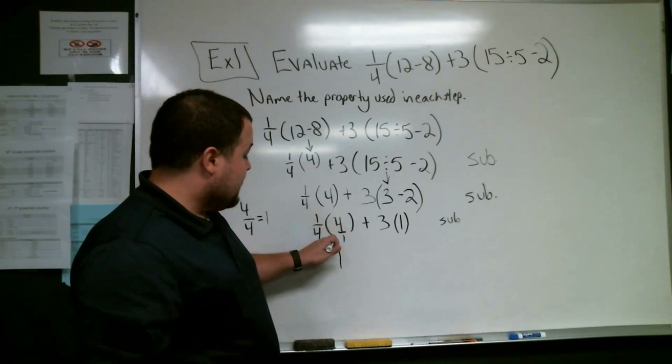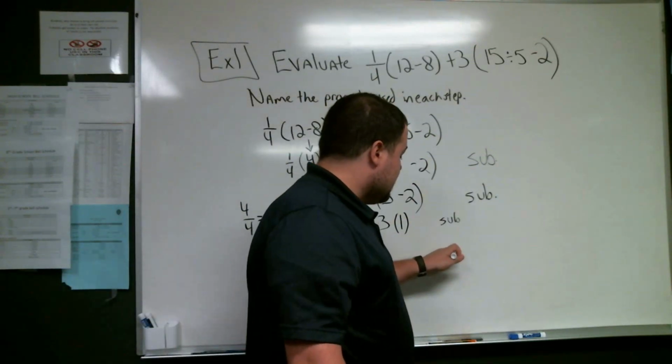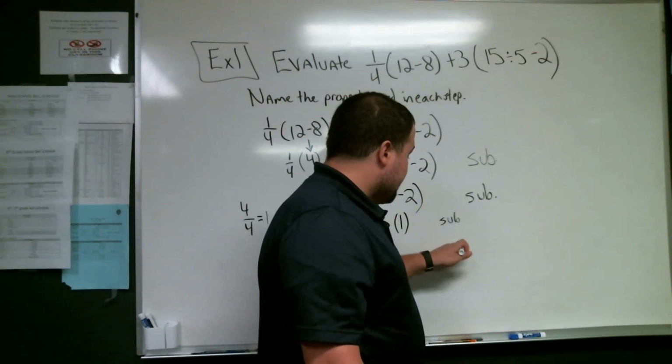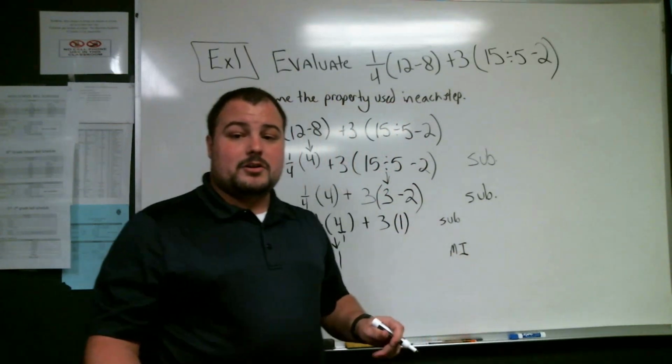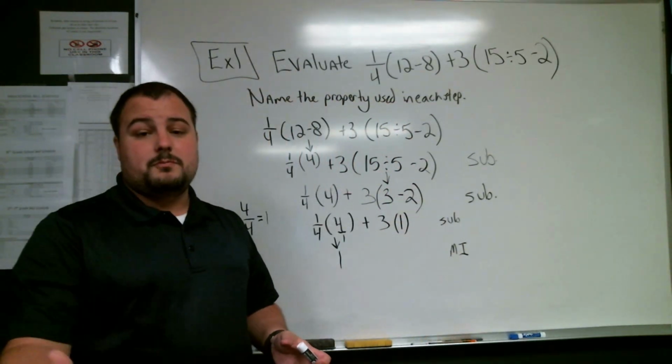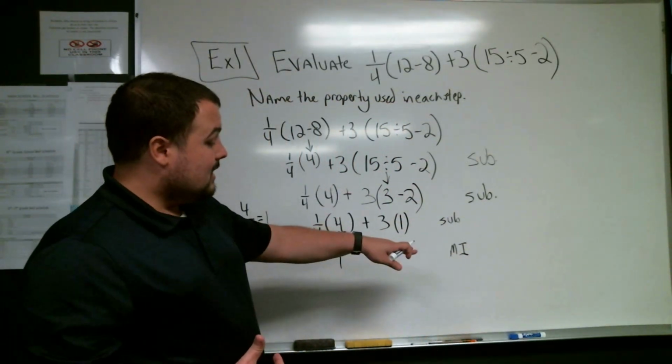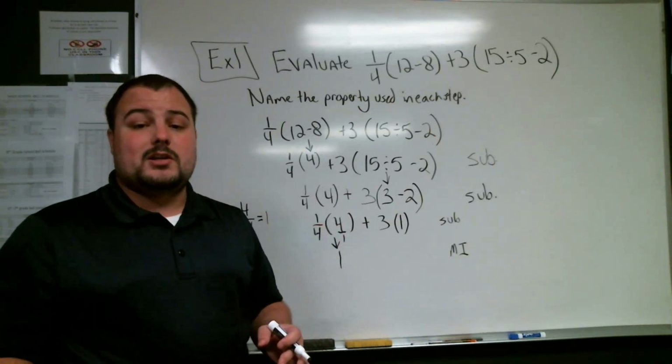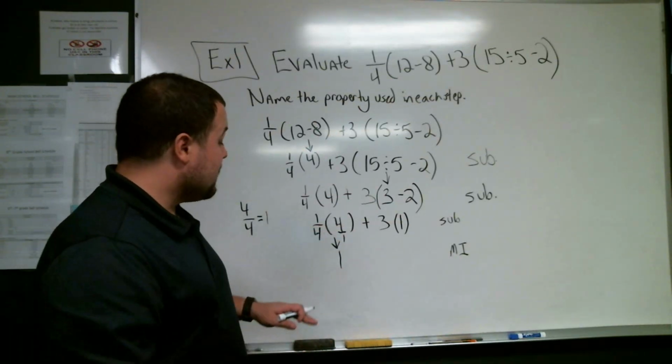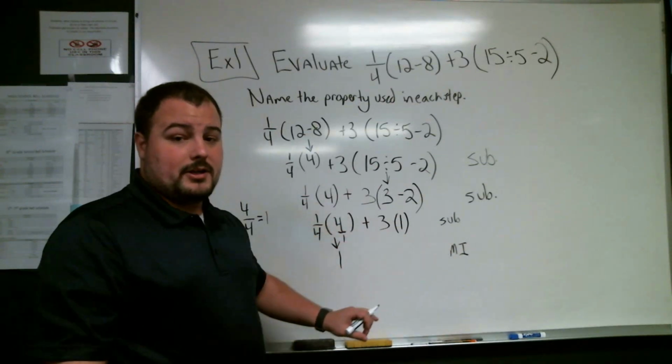So I bring down my answer. I'm going to write over here that I did the multiplicative inverse. I'm going to use MI for multiplicative inverse. You don't have to write the whole thing out with me. I'd just be more at ease if you write MI for abbreviations. It makes it easier and quicker to write. So we have the multiplicative inverse property.